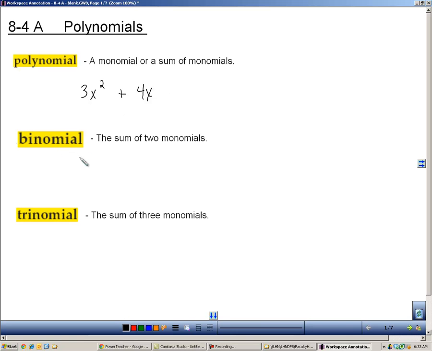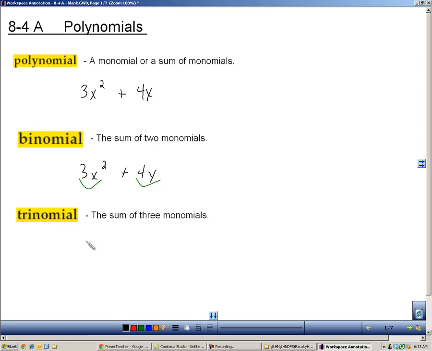Specific kinds of polynomials are binomials and trinomials. Binomial is the sum of two monomials. The prefix bi means two. So you see our example up on the top is a binomial. There are two terms, and you can see them separated with a plus sign here, 1, 2. Now if they were separated with a minus sign, it would still be a polynomial or a binomial.